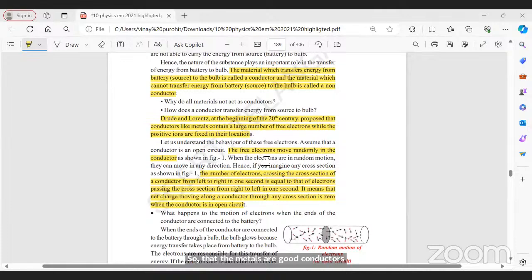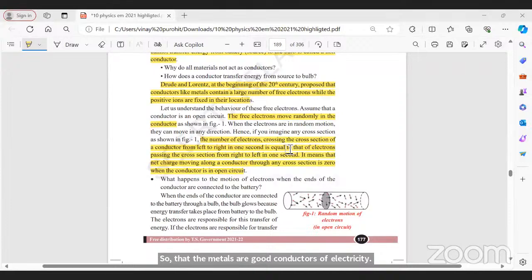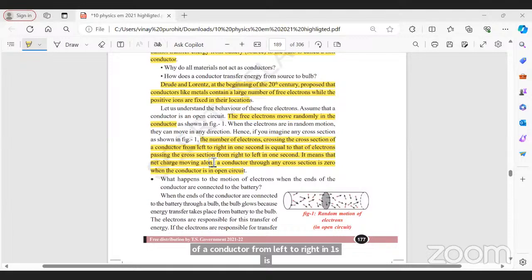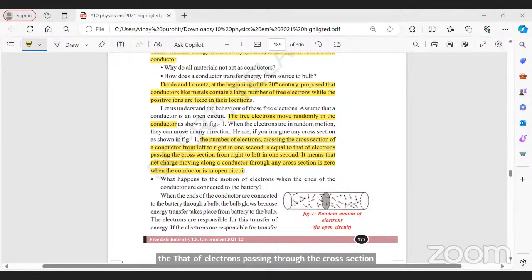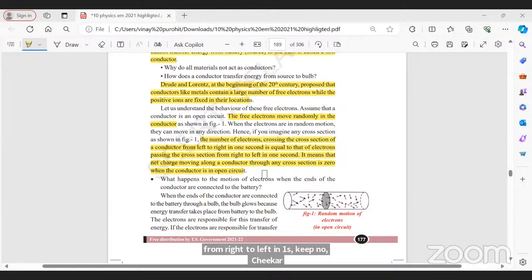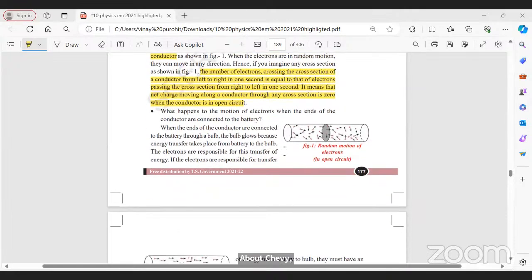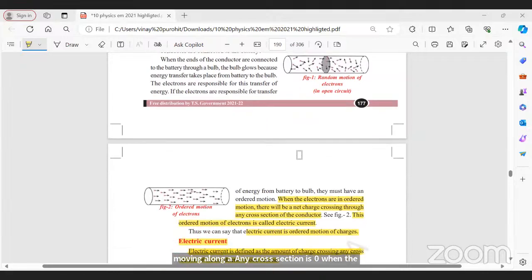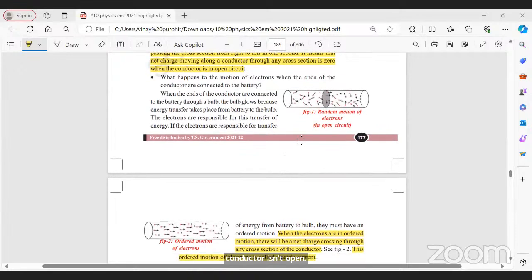The free electrons move randomly in the conductor, and the number of electrons crossing the area of cross section of a conductor from left to right in 1 second is equal to that of electrons passing through the cross section from right to left in 1 second. The electrons coming from this side and from that side are equal in 1 second. So it means that the net charge moving along a conductor through any cross section is zero when the conductor is in open circuit. Open circuit means when no power supply is given. When no power supply is given, the electrons move randomly in the conductor, so the net charge is zero.